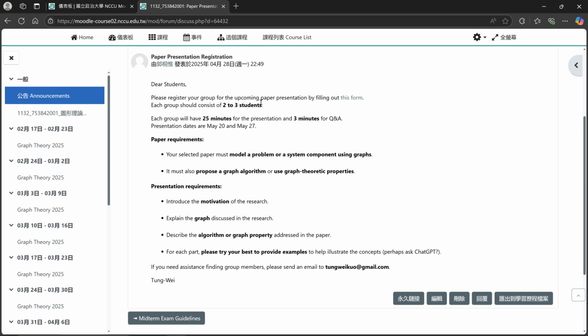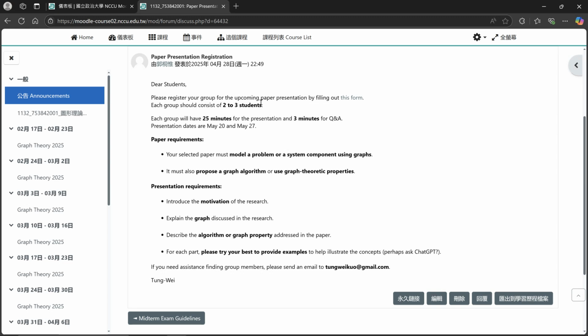and then you have to explain the relationship between the paper and graph theory, okay? So for example, what is the graph discussed in the paper, okay? So perhaps the paper may use graph theory to model a problem or a system component, okay? So that's what you have to explain in your presentation.